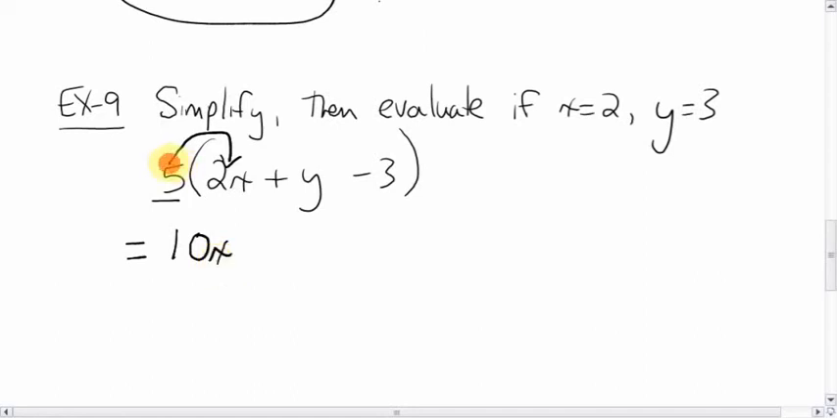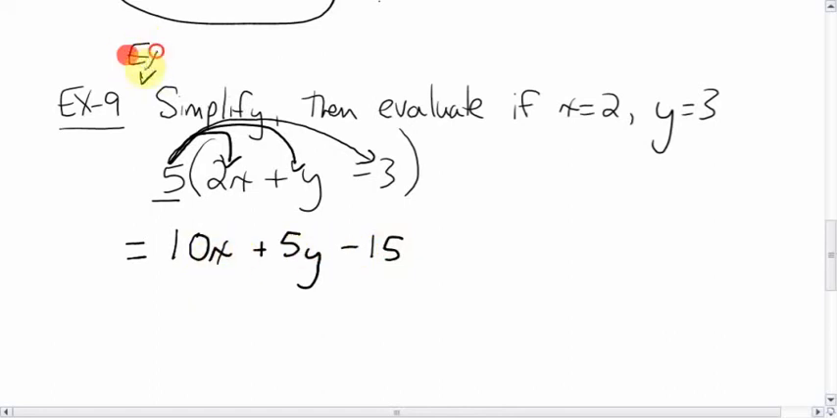Then we're going to go 5 times this y. 5 times y is 5y. And then the 5 will fish with this negative 3. 5 times negative 3 is negative 15. So now you've expanded. I guess this question should have been called expand, simplify, then evaluate. We just expanded. We did the fishing first. First step, get rid of the brackets. That's what we just did. We fished it out.